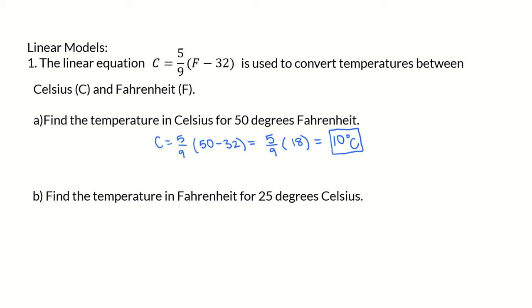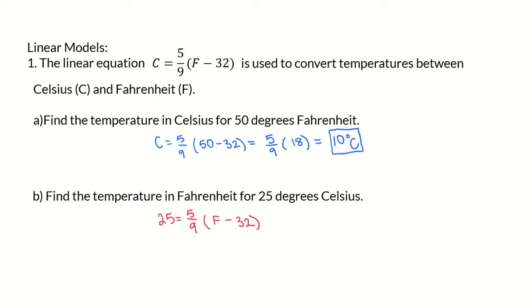Working the other way, if we want to find the temperature in Fahrenheit for 25 degrees Celsius, we would plug in 25 for C and then solve for F. So this would be 25 equals 5/9 times (F minus 32). And we want to solve for F.